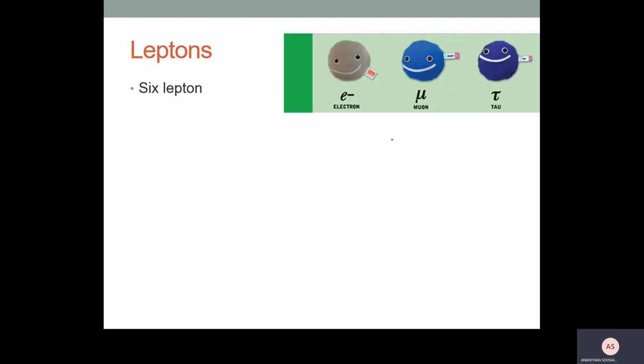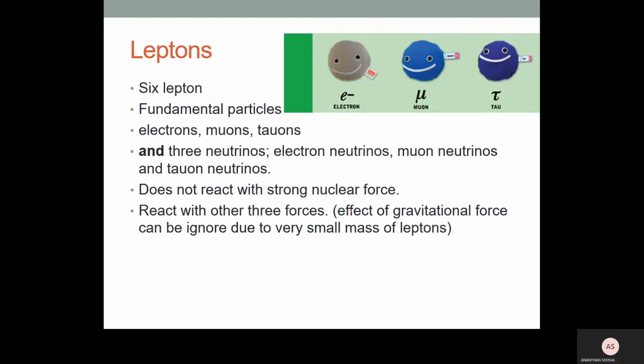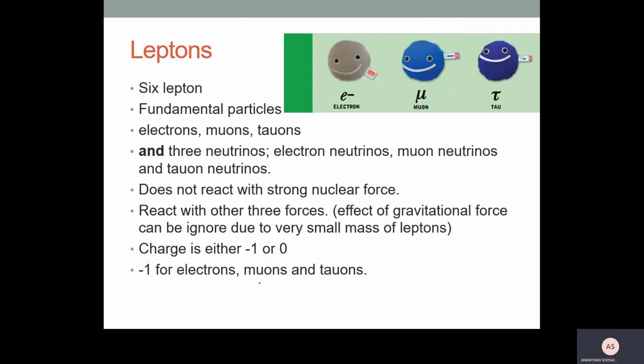So electron, just focus on electron. 6 leptons, all fundamental particles. Electron, muon, tau, and 3 neutrinos: electron neutrino, muon neutrino, tau neutrino. The focus is electron and electron neutrino only. They never react with strong nuclear force. They react with the other 3 forces, gravitational and the others, but not strong nuclear force. Charge is either -1 or 0 for leptons normally. -1 for electron, 0 for neutrinos.